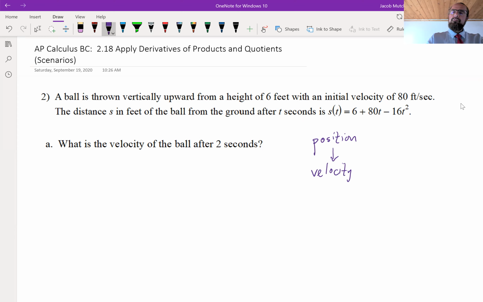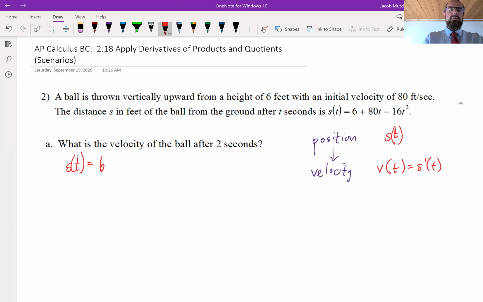So if my position function in this case is s of t, our velocity function, which we could call v of t, is equal to the derivative of the position function. And that's where we need to begin with our calculations. So I'm going to bring s of t, just record it again here, and then we'll take its derivative, and then we'll find out what's the velocity after 2 seconds.